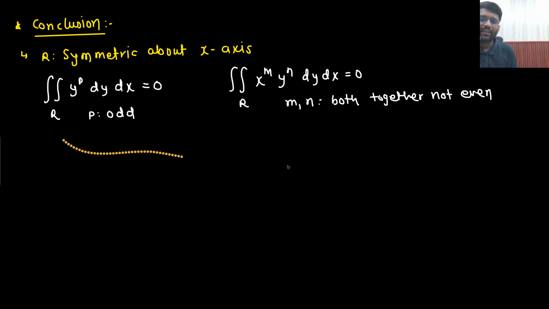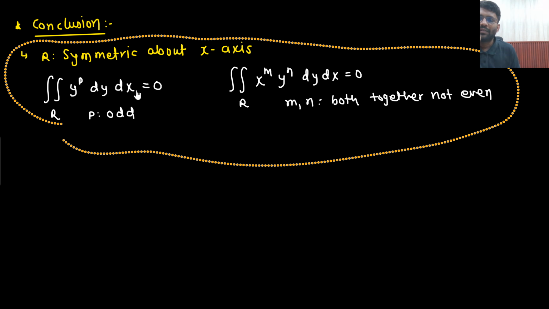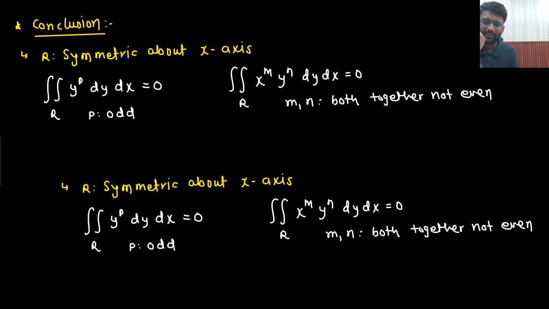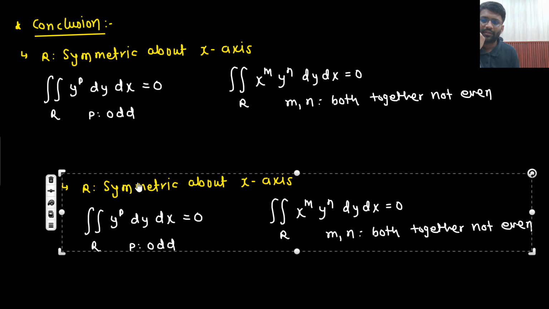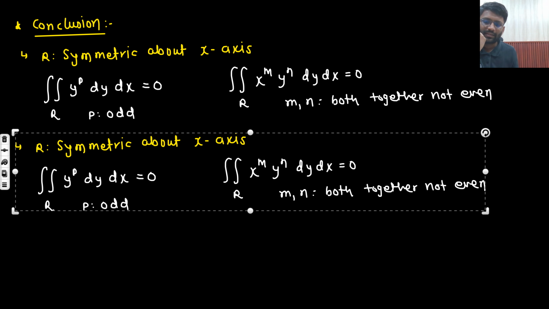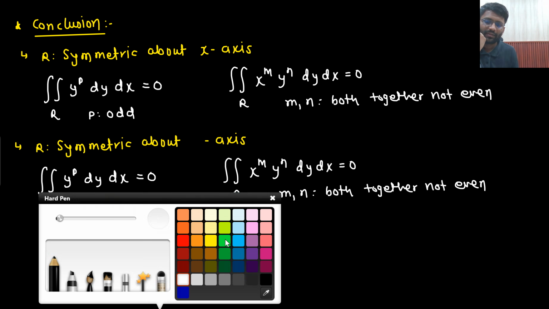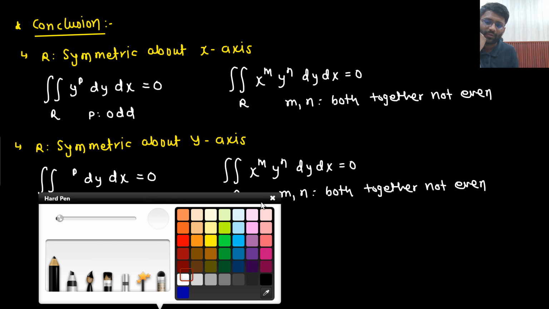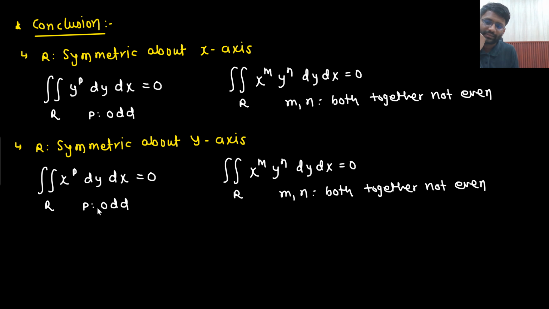Similarly, I can copy this particular scenario: R is symmetric about the y axis. If it is symmetric about the y axis, then what will happen? In place of this y, what we will put? We will put x, p is odd, and then the same scenario.